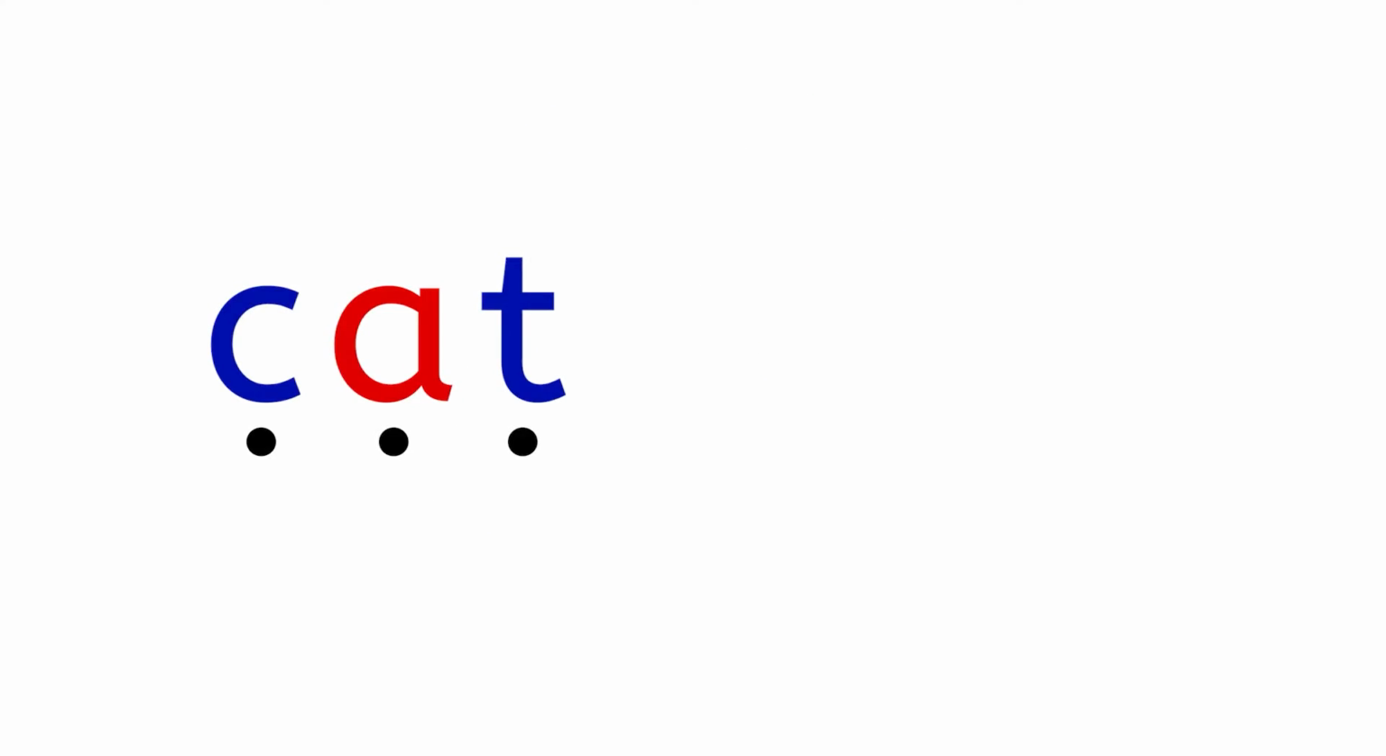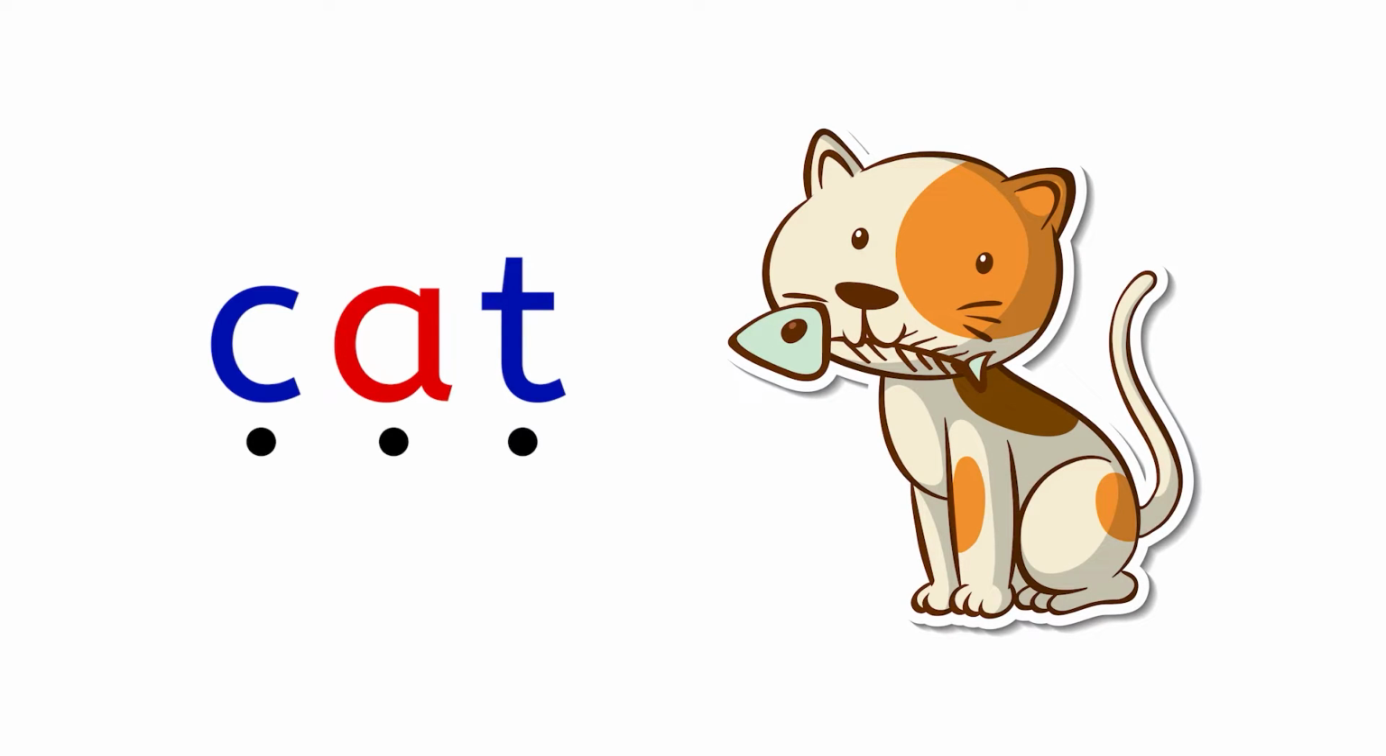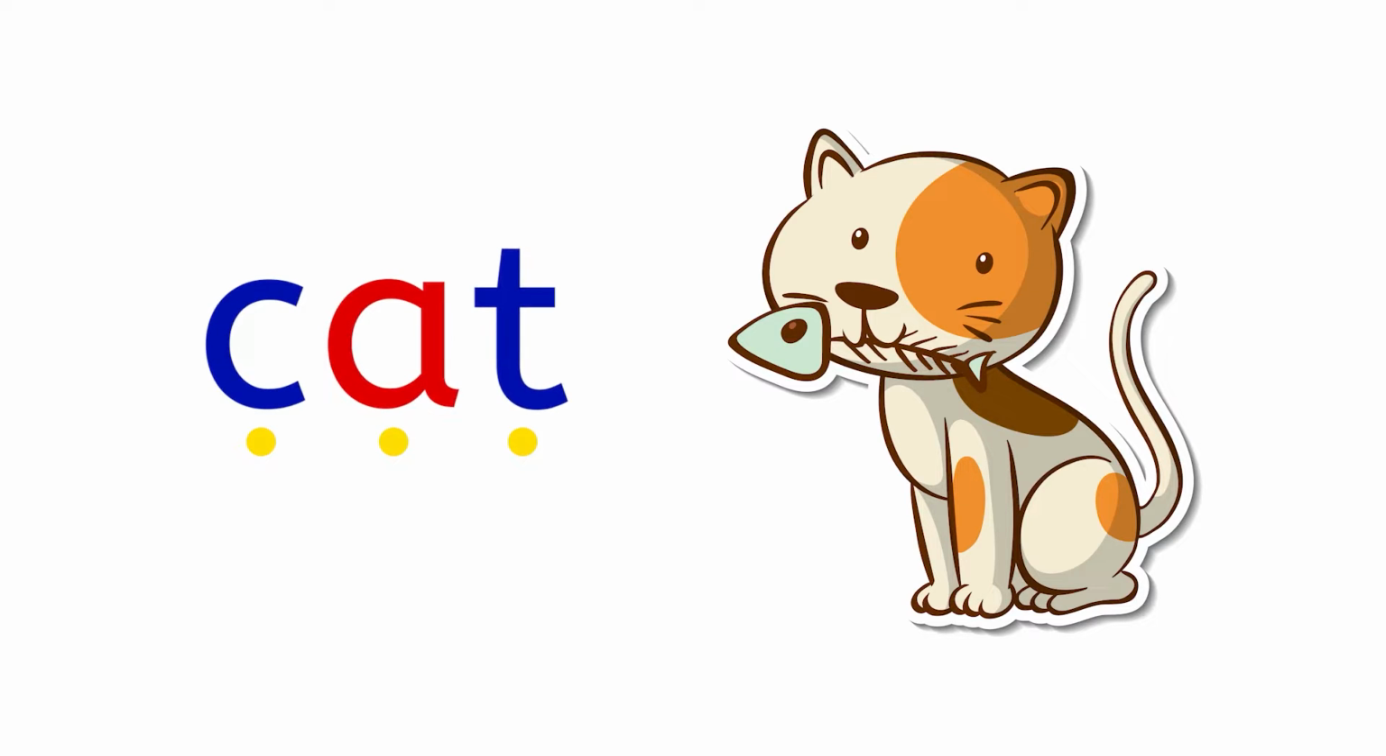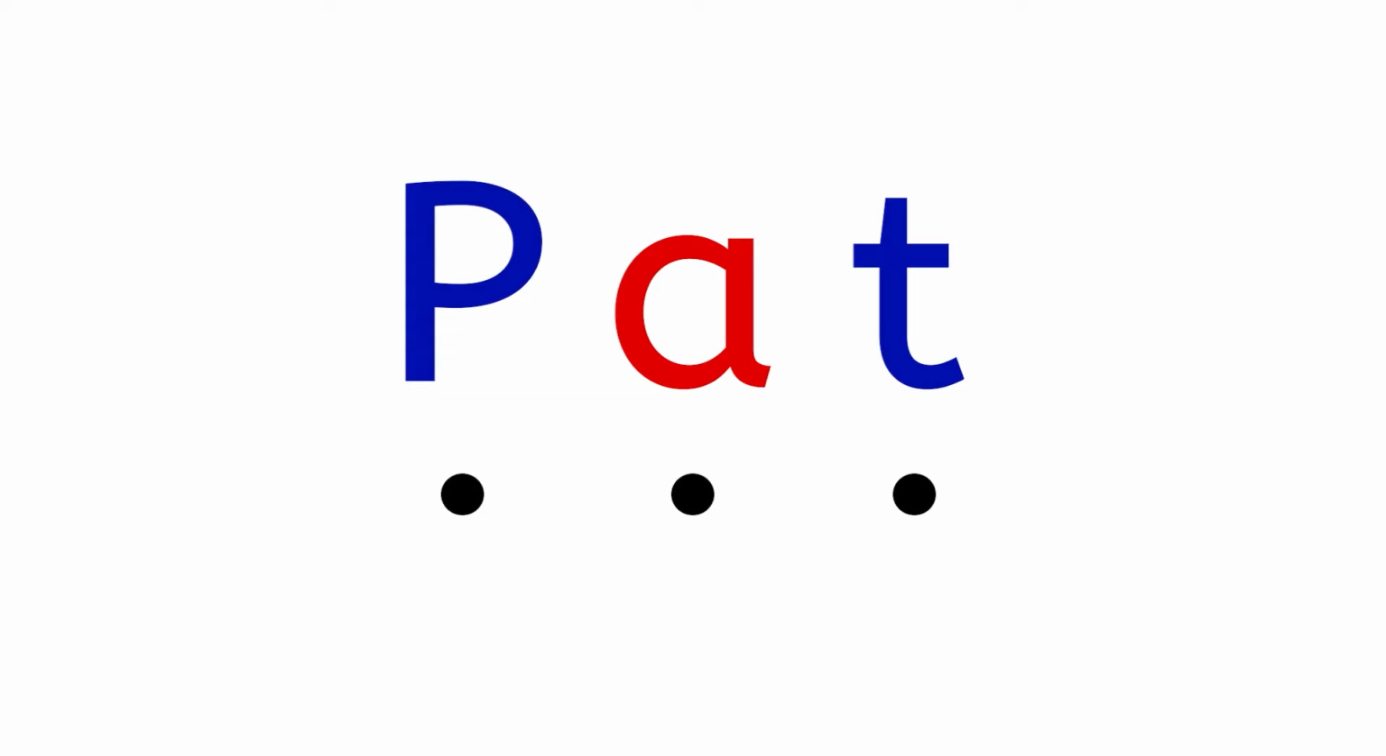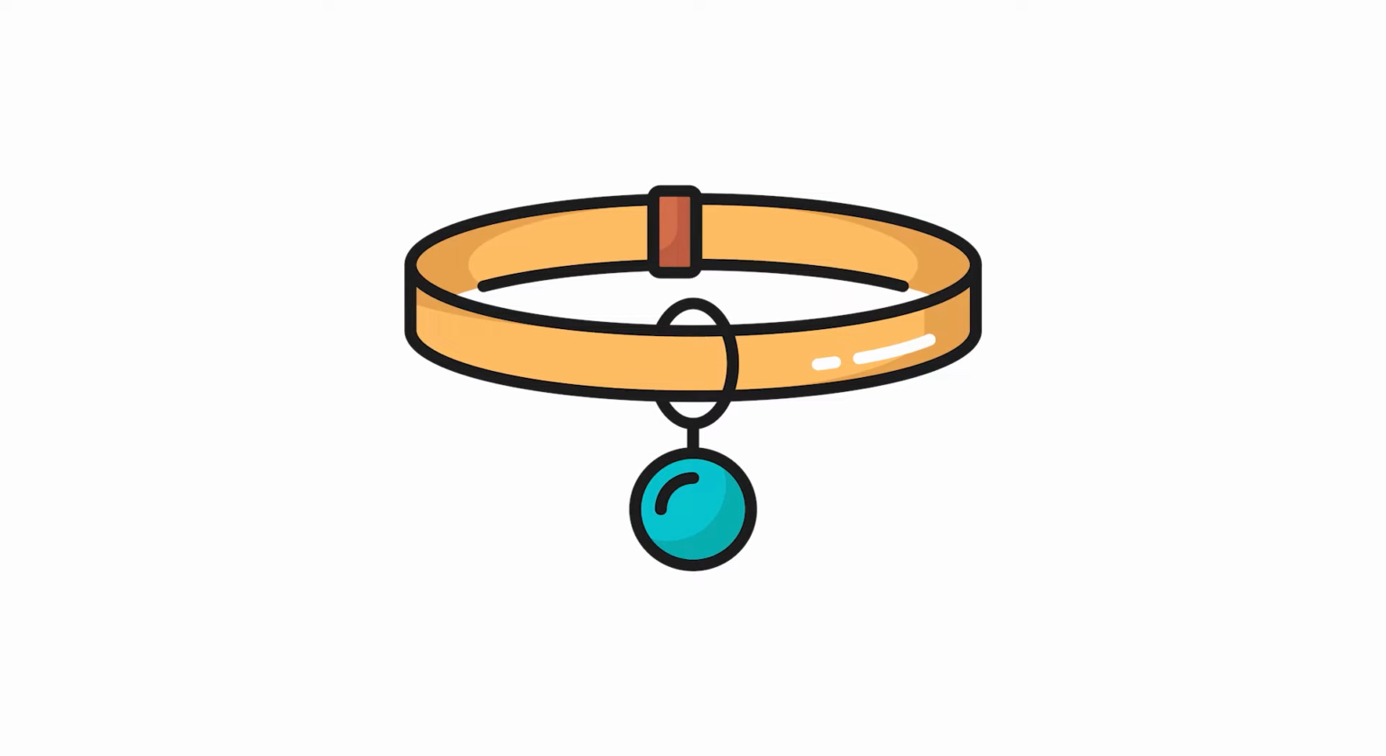Hey, wait! That reminds me. My cat ran away. I still can't find my cat. The word cat is in the at family. C-A-T. Cat. My cat's name is Pat. Can you read her name with me? P-A-T. Pat. Pat! Come here, Pat!